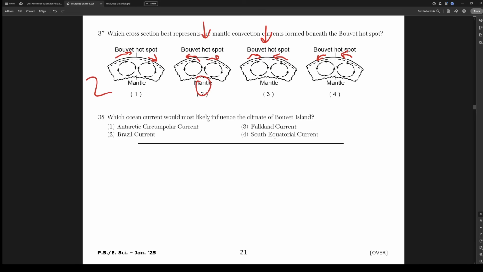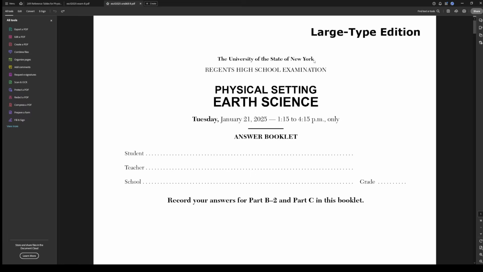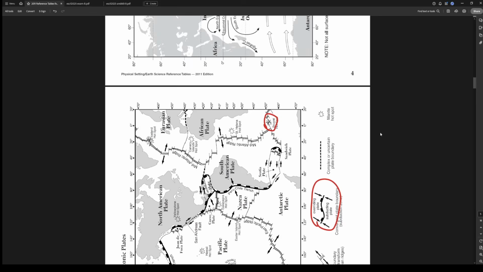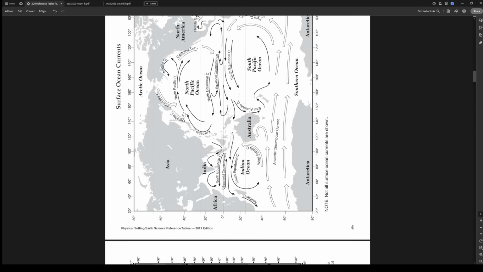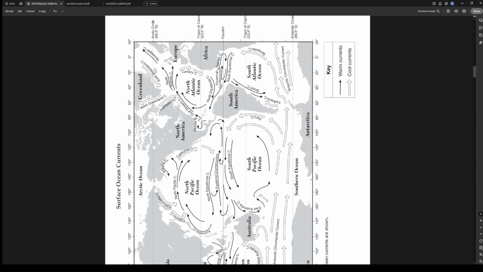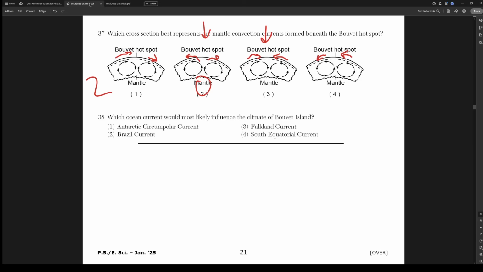Which current would most likely influence the climate of Bouvet Island? So we're going to find an ocean current, which is page 4. We need to find it in that spot. So go here, and we're going to go to that exact spot here. So it's either going to be Antarctic circumpolar current or the Benguela current. I hope both of them aren't there.